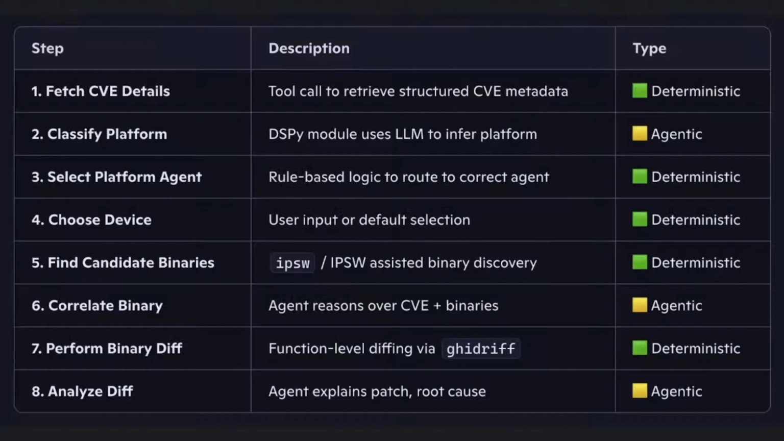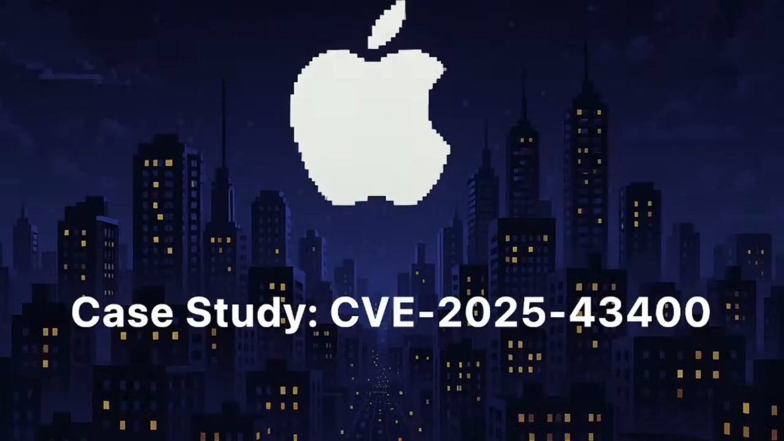So here's my big picture. Step 1 is fetch CVE details. We're going to classify the platform. We want to select the platform agent. So the question is, is this a Windows workflow? Is this an Apple workflow? I've only implemented the Apple workflow so far. But you can see each step is either agentic or deterministic, and this hybrid system together really provides everything that we need. And so let's take a look at what this looks like.